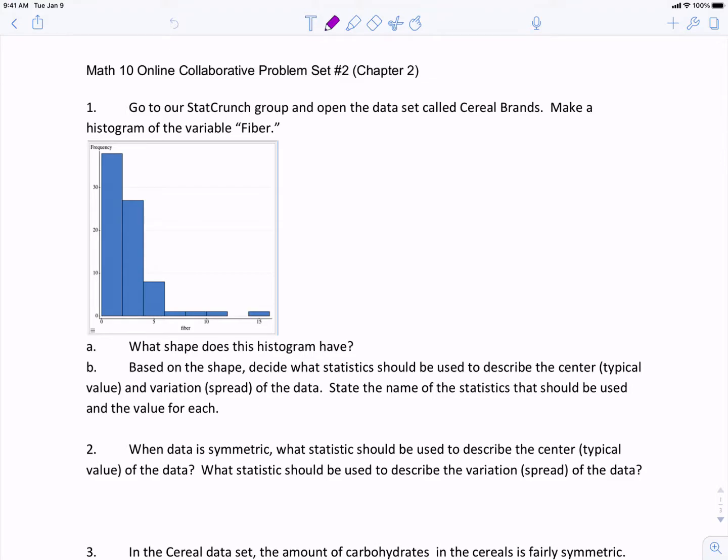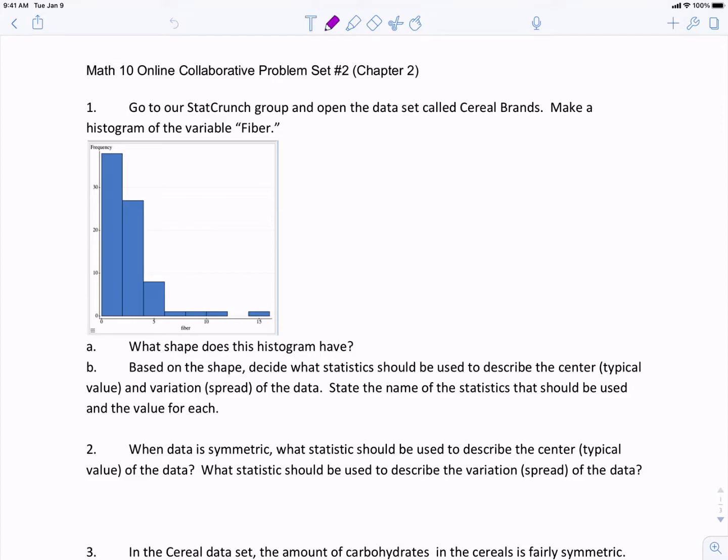Here's a video showing the solutions to this week's problem set. In the first problem, you were asked to go to our StatCrunch group, open the cereal brand data set, and make a histogram of the variable fiber. And so I've done that here and inserted it in the document.